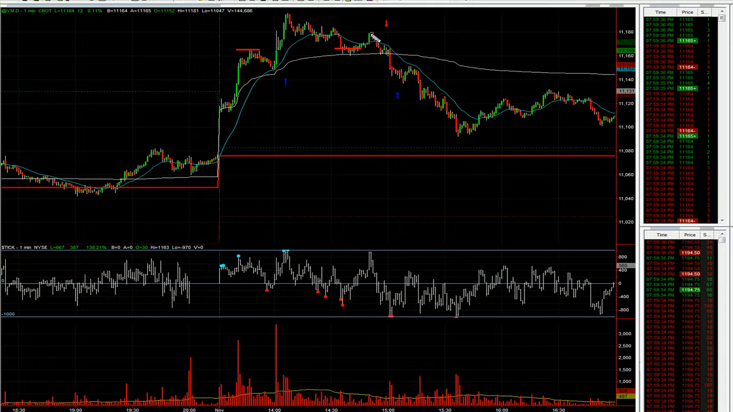But more importantly, and this is the one that I got on, and one that works really well is the failed push up. The move that everyone's expecting doesn't happen. You get that little run for the door, and if you can time it right, you can make some good profits very quickly. So this is what happened.